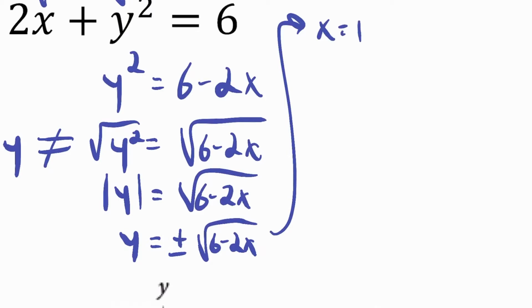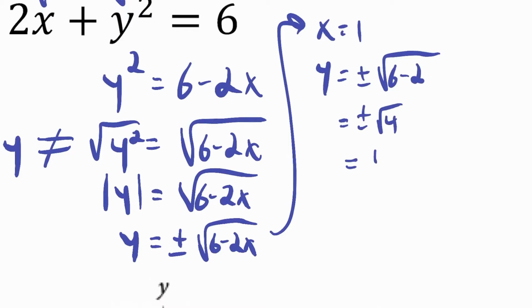Well, then I'm going to have y equals plus or minus the square root. Well, 6 minus 2, which is plus minus the square root of 4, so plus minus 2. Hey, I've gotten 2 values of y for that given x input value. That means this is not a function.